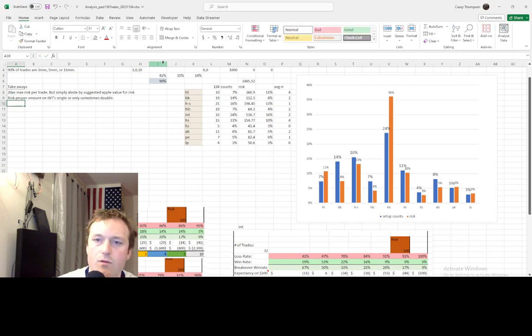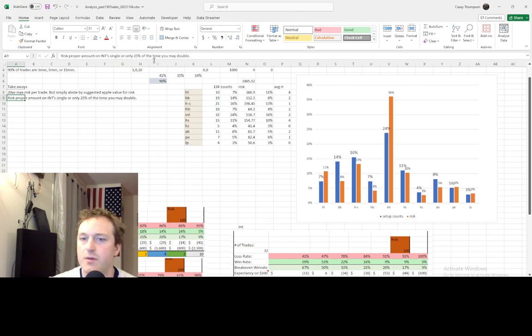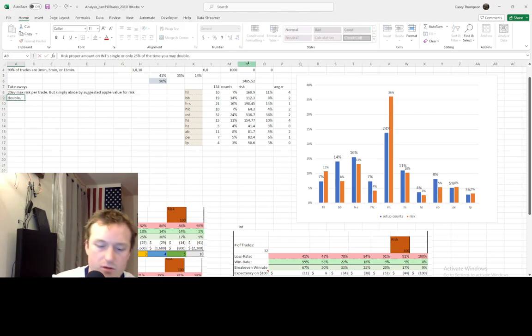Risk proper amount on intuitions: single, or only 25% of the time you may double the trade. But other than that, you keep the risk there, and no triples. No triples.